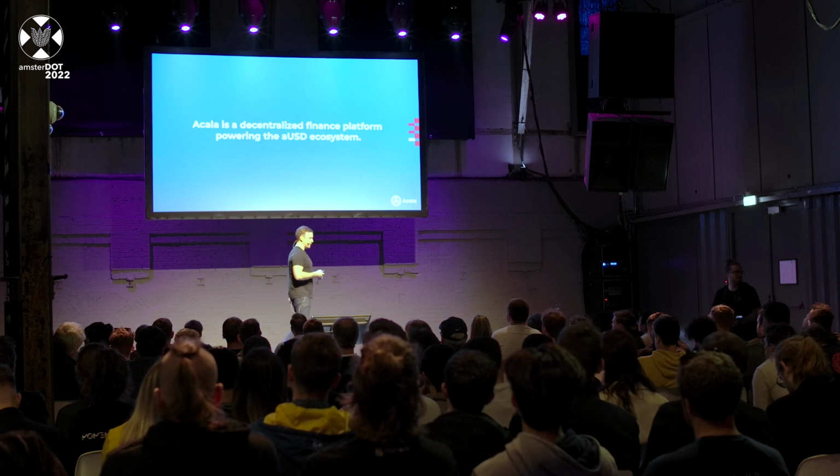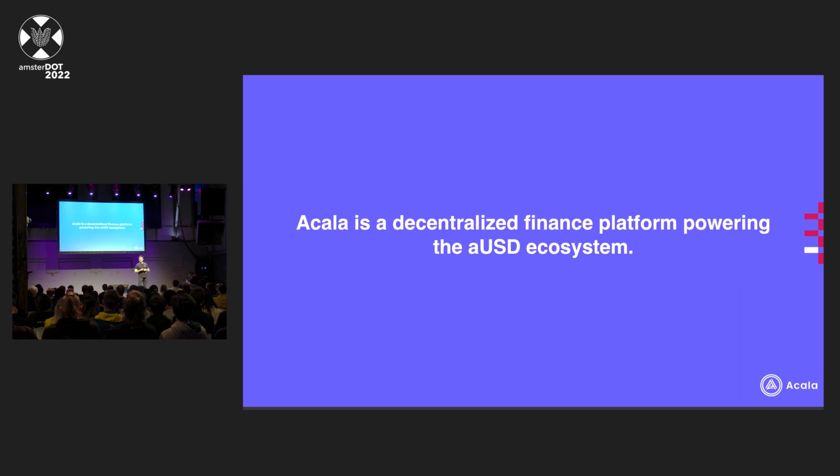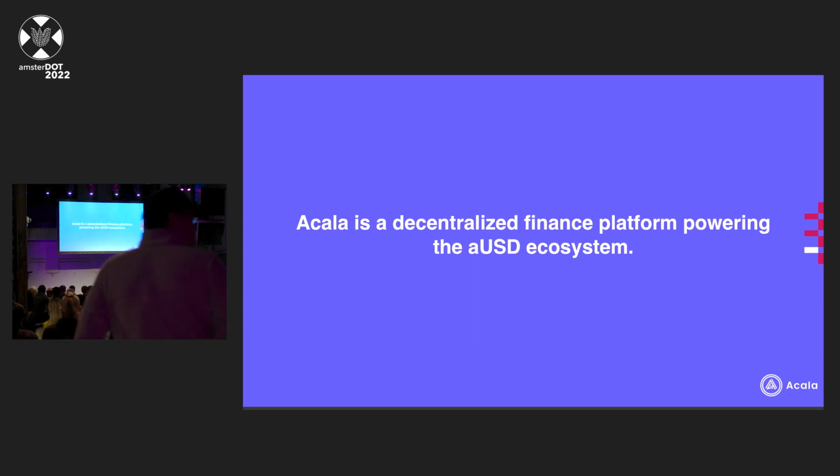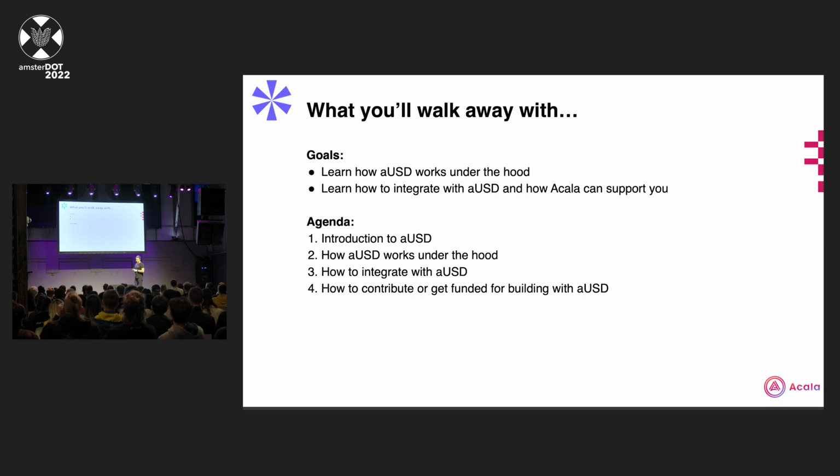So as you may know, Acala is a decentralized finance focused parachain. But the whole parachain is built around this aUSD stablecoin that we've built for the Polkadot and Kusama ecosystem. Today, I hope you walk away with a better understanding of how aUSD actually works, like how the peg is maintained at $1 and how liquidations actually happen behind the scenes. Hopefully, you will learn something new today around that.